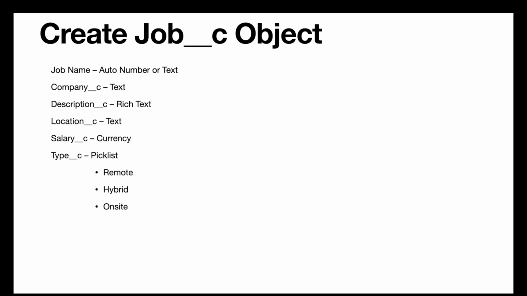Then we have a company, which stores the company name offering the job. Then we will have description, which can be rich text, and this allows us to store the formatted job description. Then we have location, which can store city or remote location. Then we have salary, which will store expected salary for the job; it's a currency field. Then we have the job type, and it will store remote, hybrid, or on-site. So let's go into the Salesforce org and create these object and fields.